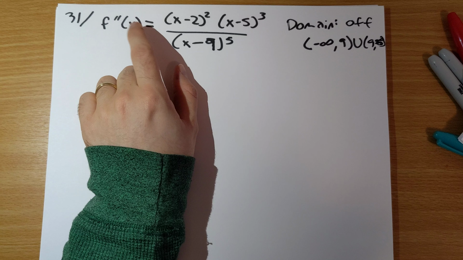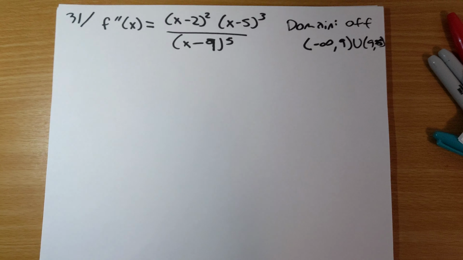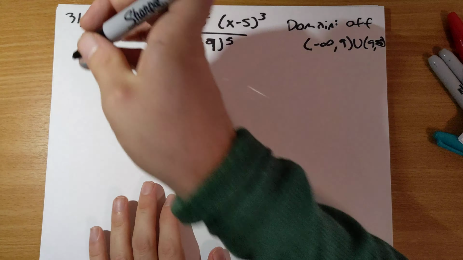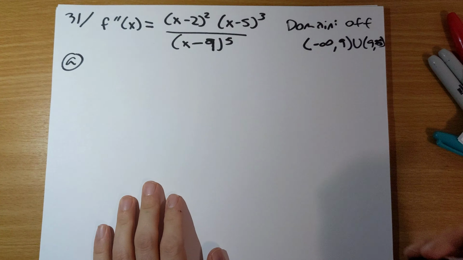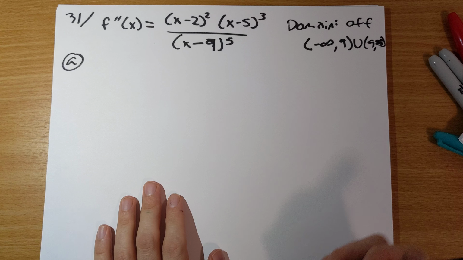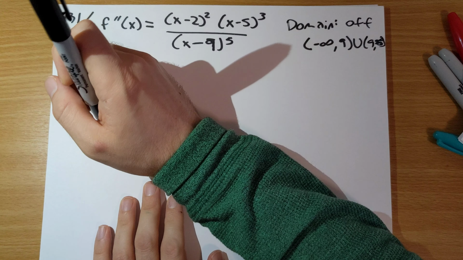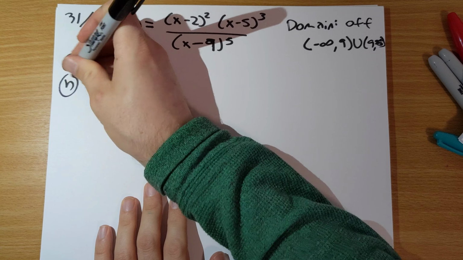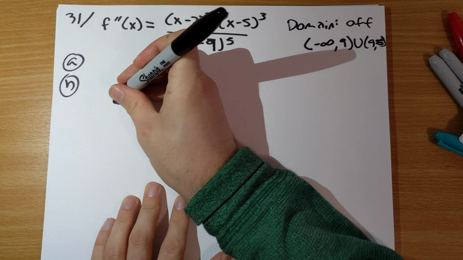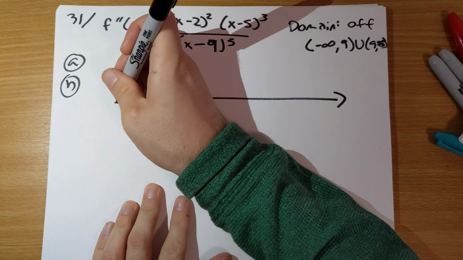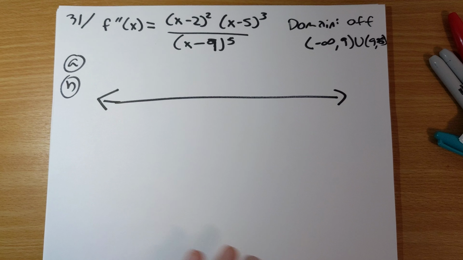Realize I'm not telling you what f is, I'm telling you what f double prime of x is. So this is already kind of cutting a couple steps forward here. I gave you the second derivative, and I'm asking you about concavity. So for part A, we want to find where f is concave up, and for part B, find where f is concave down. For this, we really want to be making a sign chart.